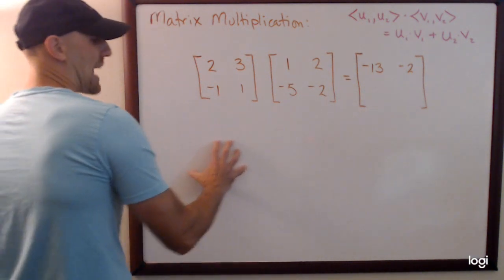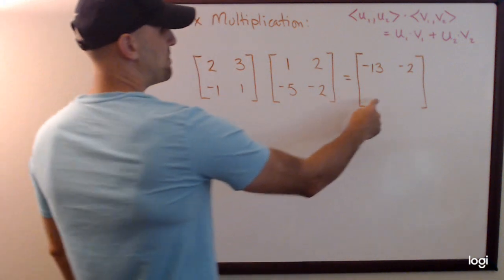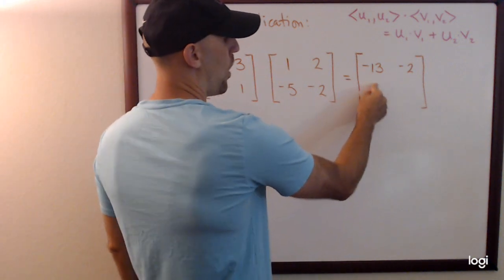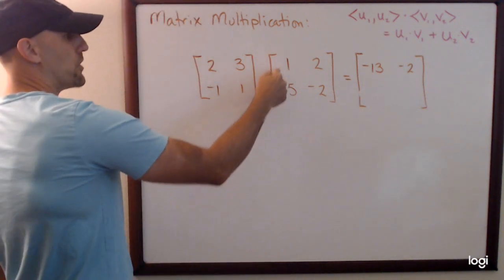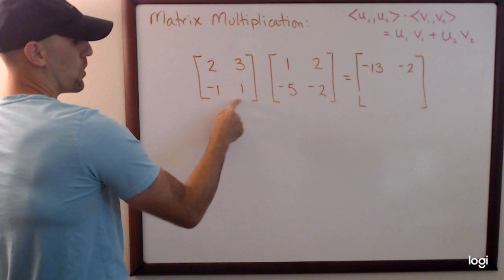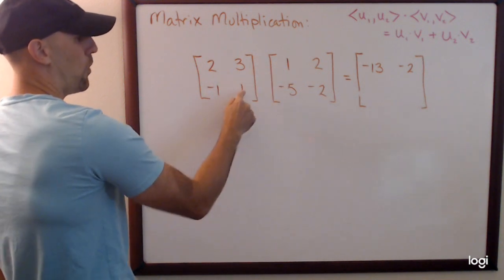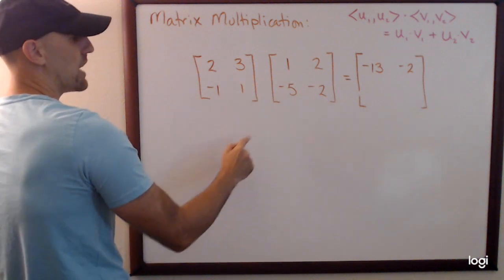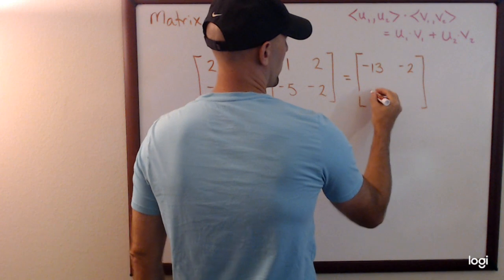And I'm not going to write down the dot products here. We're going to do them verbally. So I'd like the 2-1 entry, row 2, column 1. So I will take row 2 and dot product by column 1. So row 2, column 1: -1 times 1 is -1. 1 times -5 is -5. -1 plus -5 gives me -6.